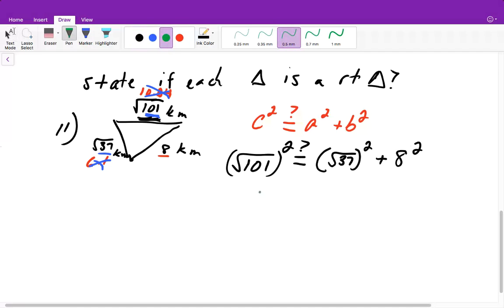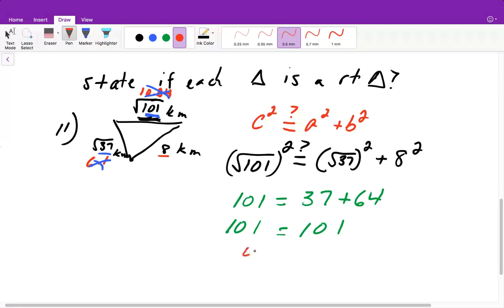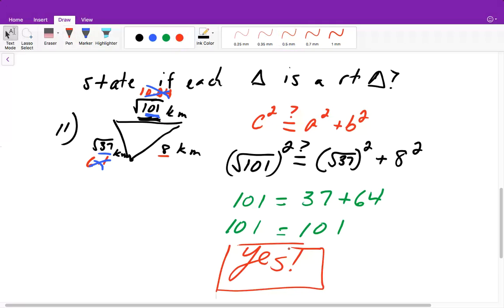Then we will solve. Well, the square root of 101 squared is 101. This will give us 37, and this is 64. 37 plus 64 is equal to 101. So when they are equal to each other, this is a right triangle. All right. If they're not equal and it's just saying, is it a right triangle and not acute or obtuse, then you will just say no. But in this case, it is a right triangle. All right, 2 more questions and that's it for this video.